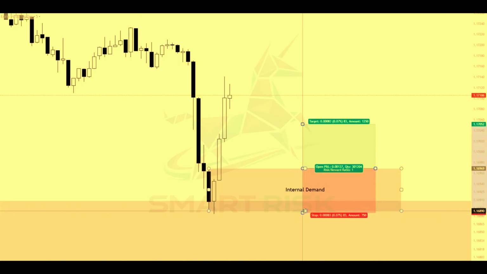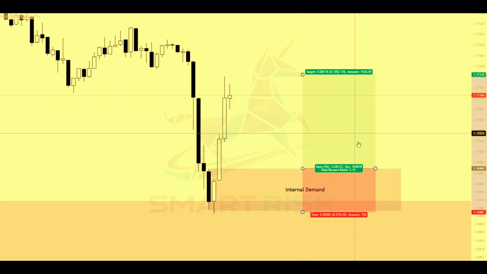But what also matters is the exit targets of the stop loss and take profit. By trading the internal demand, we have different exit levels. The stop loss is now placed below the internal demand instead of below the higher time frame demand, and we look for the take profit above the recent high.